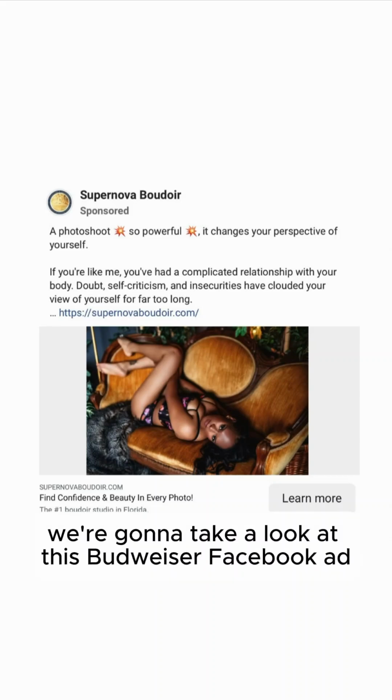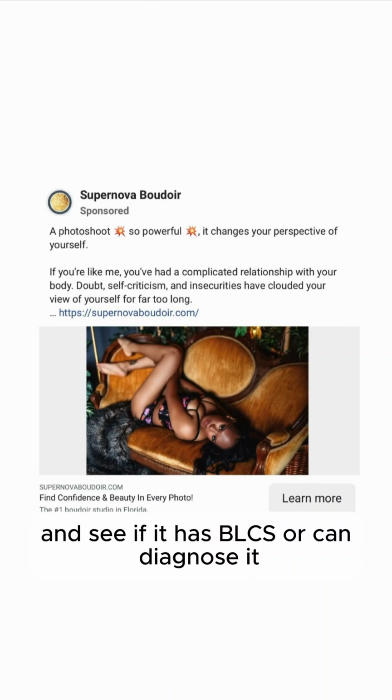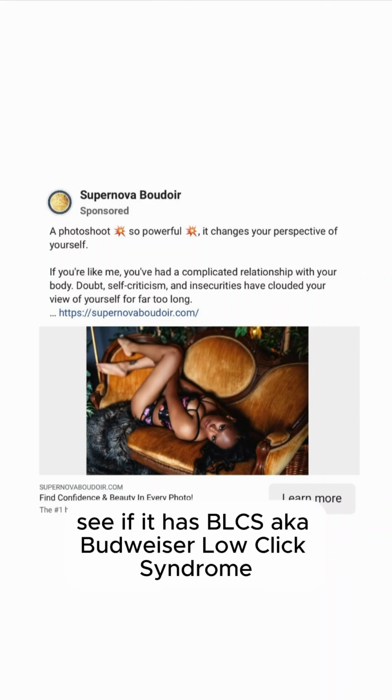All right, y'all, we're going to take a look at this Boudoir Facebook ad and see if it has BLCS. We're going to diagnose it, see if it has BLCS, aka Boudoir low click syndrome.